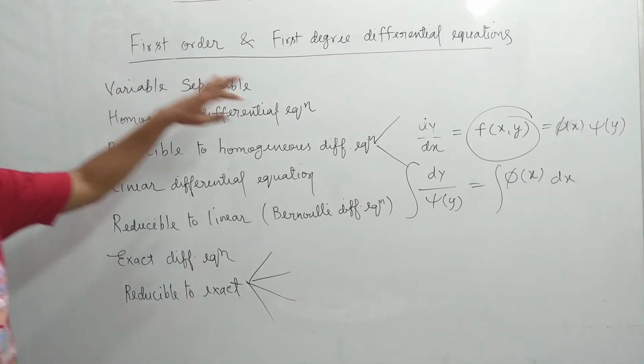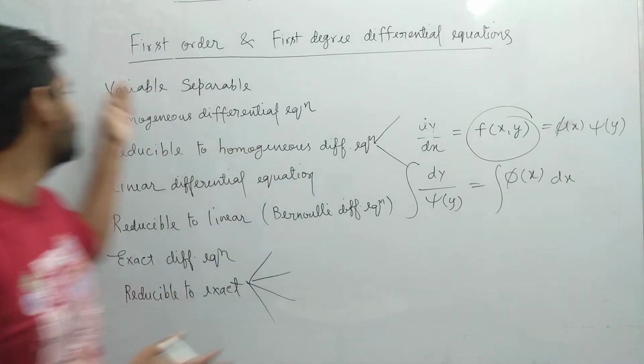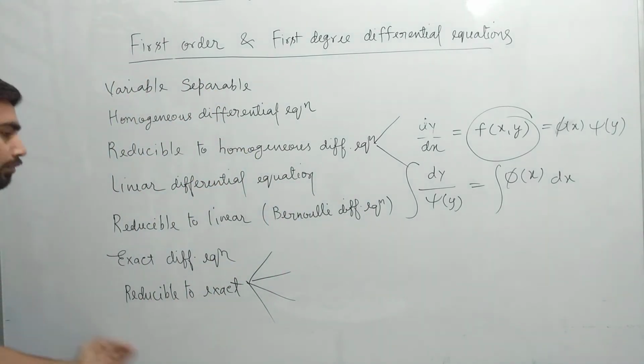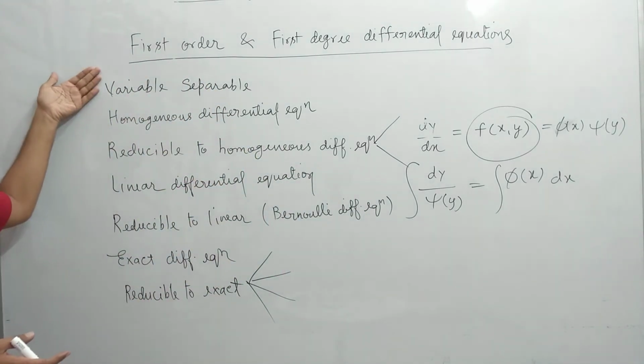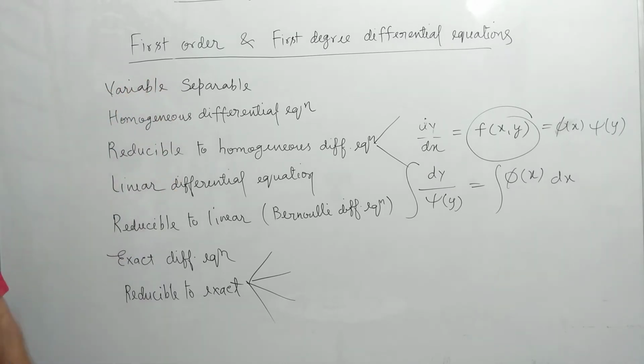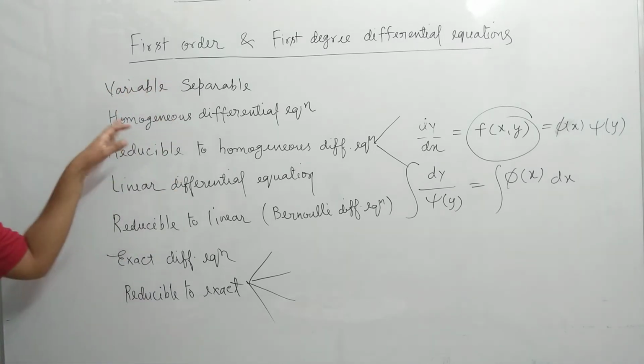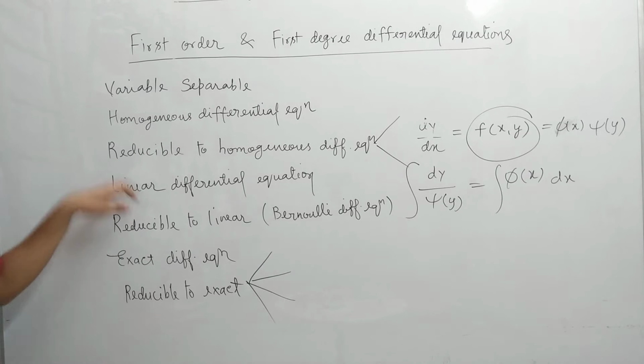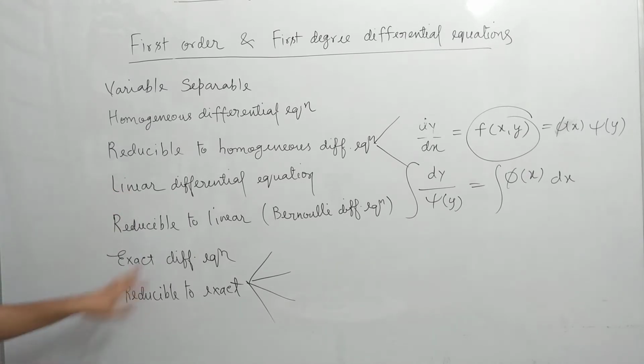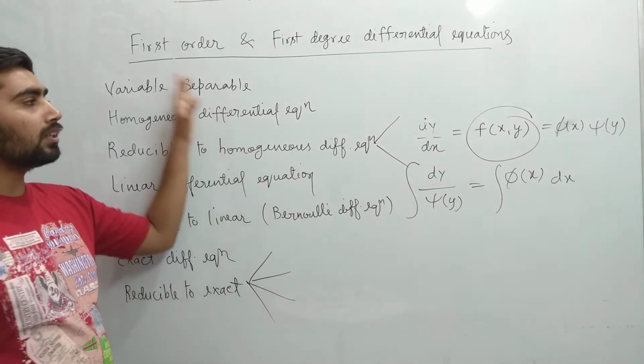So first order and first degree differential equations can be one of the following forms. The first one is variable separable. The variables might be separable. Second, homogeneous, reducible to homogeneous, linear, reducible to linear, exact, and reducible to exact. We will study all these methods.